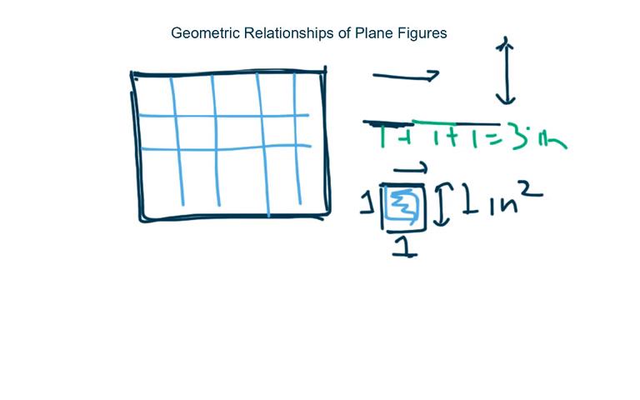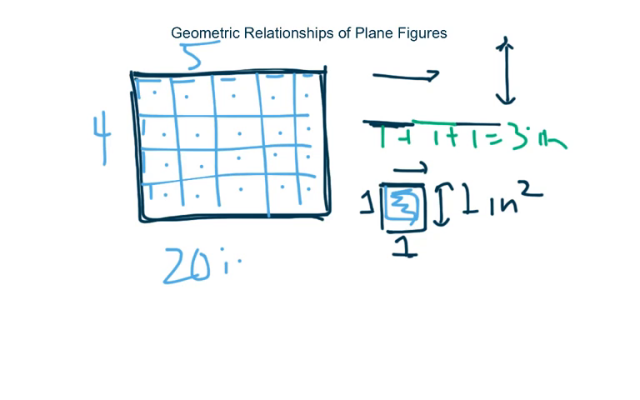So when we figure out the area of a shape and we say it's 4 inches deep and 5 inches across, we have 1, 2, 3, 4, 5 inches going across and 1, 2, 3, 4 inches going down. If you count all of these 1-inch squares, we have 20 square inches. So that's why when we calculate area, it's 20 inches squared.